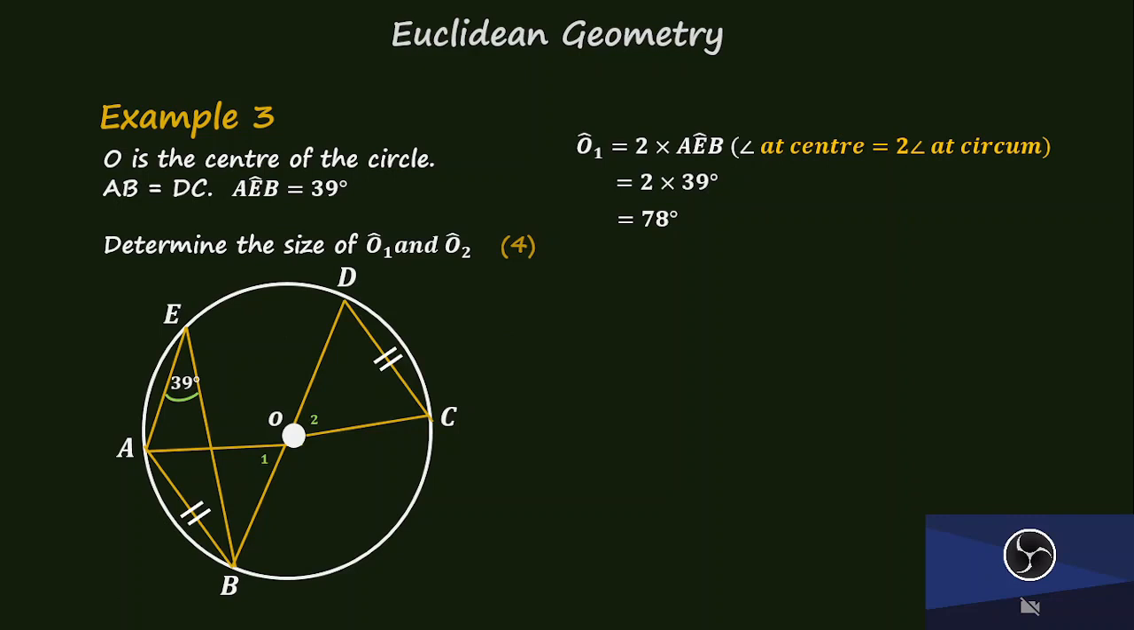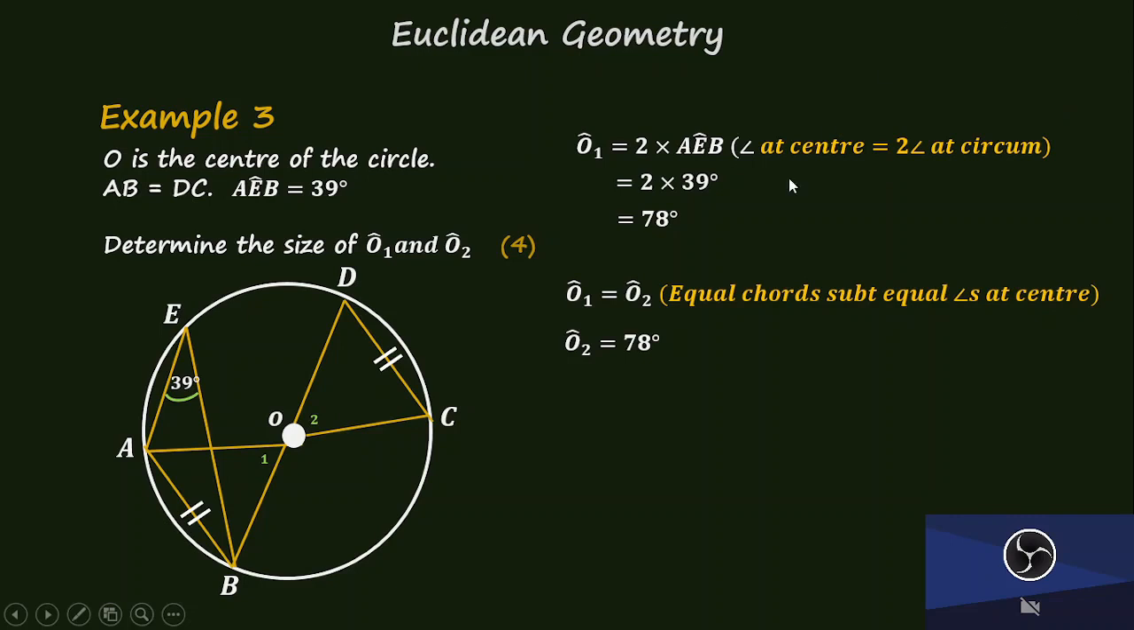O2 will also be 78 degrees. What would be the reason, right? We are told that chord AB equals chord DC, right? Equal chords subtend equal angles at the circumference. Therefore, O1 and O2 will be equal because they are subtended by equal chords at the center, right? So O2 is also 78 degrees. Equal chords subtend equal angles at the center.